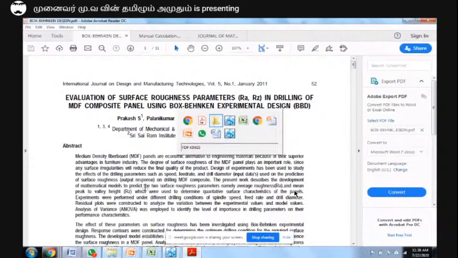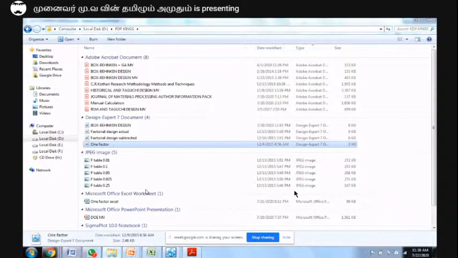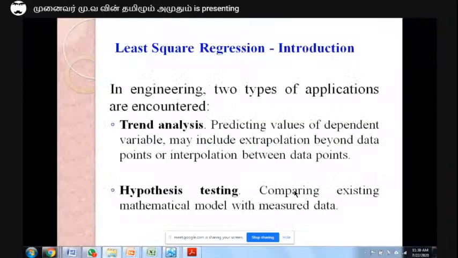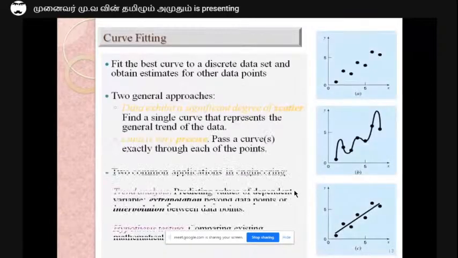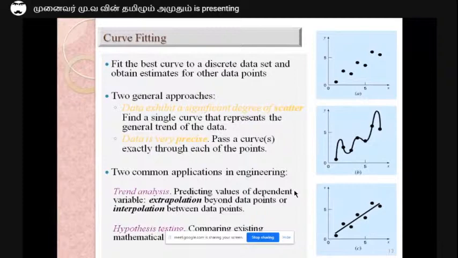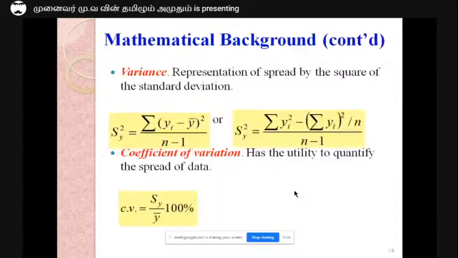Once we enter into some slides, later we will have the hands-on with the Design Expert software. What are the parameters? Other parameters are available with the PPTs and the curve fitting. I request the audience to have a visit over the PDF, that is manual calculation and arithmetic mean and standard deviation, variation, coefficient of variation.